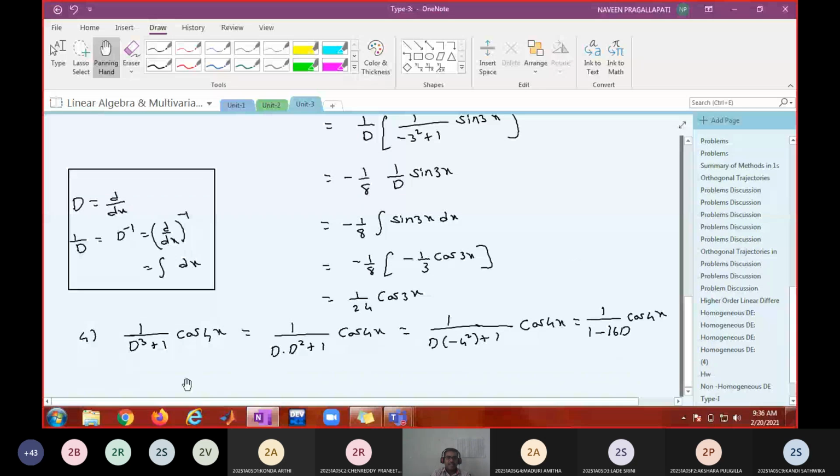Multiply and divide with 1 plus 16D. So this is 1 plus 16D by 1 minus 16D into 1 plus 16D. So this is 1 plus 16D over (a plus b) into (a minus b). A plus b into a minus b is a square minus b square. Okay, so this is 1 minus 16D.